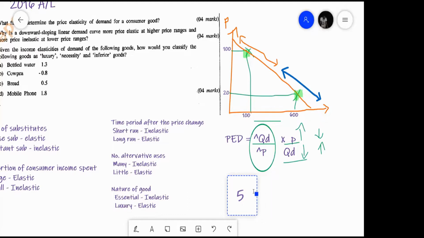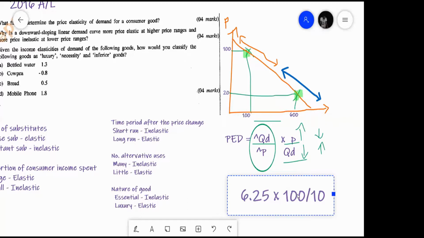Okay, so not 5. Let's put in the actual number that is there. Change in QD is 500. 500 divided by 80. 100 divided by 80 is 6.25. So change in QD over change in P is 6.25. 6.25 over price, that is 100, divided by the quantity, that is another 100. So you get a PED value of 6.25 in the first point.